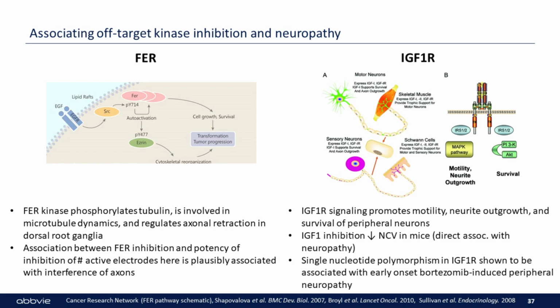There's significantly more information available on IGF-1R signaling in neurons. IGF-1R signaling is known to promote motility, neurite outgrowth, and survival of peripheral neurons, and IGF-1 inhibition decreases nerve conduction velocity in mice, which is a direct association with neuropathy. And furthermore, a single nucleotide polymorphism in IGF-1R was shown to be associated with early onset bortezomib-induced peripheral neuropathy, which suggests that if IGF-1R inhibition alone is not causative for neuropathy, it may be a risk factor for neuropathy caused by other mechanisms.